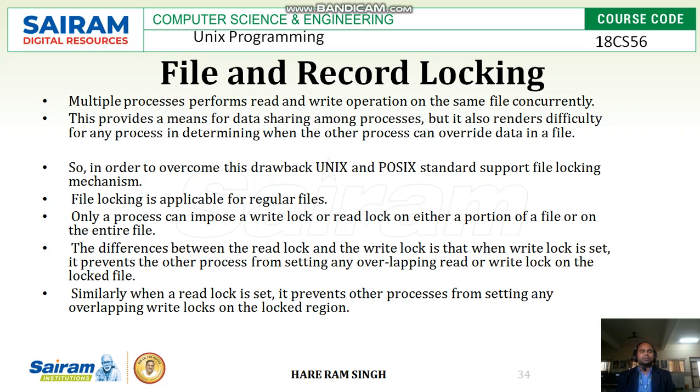So, what difficulty can there be? Suppose a process is reading and another process overwrites it, then confusion can be created. In order to overcome this drawback, Unix and the POSIX standard support a file locking mechanism. File locking is applicable only for regular files. A process can impose a write lock or read lock on either a portion of a file or on the entire file.